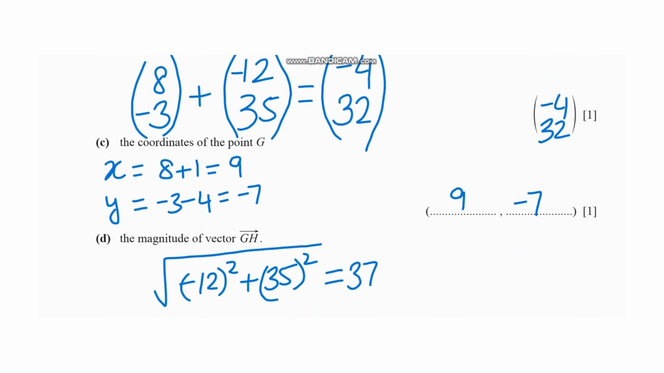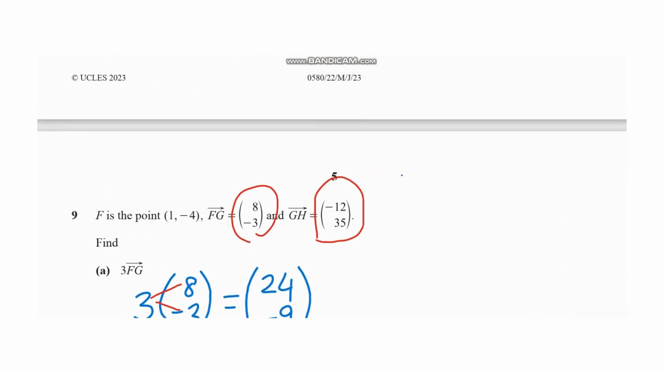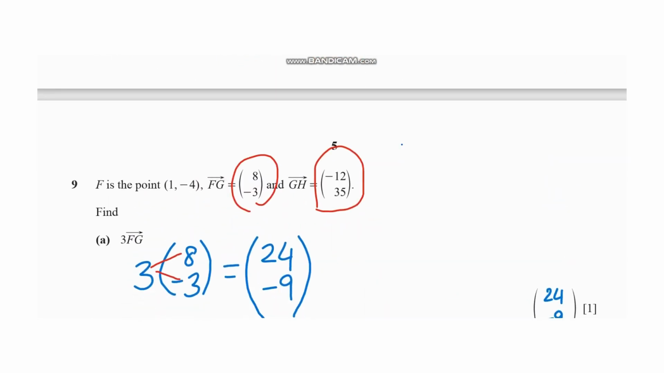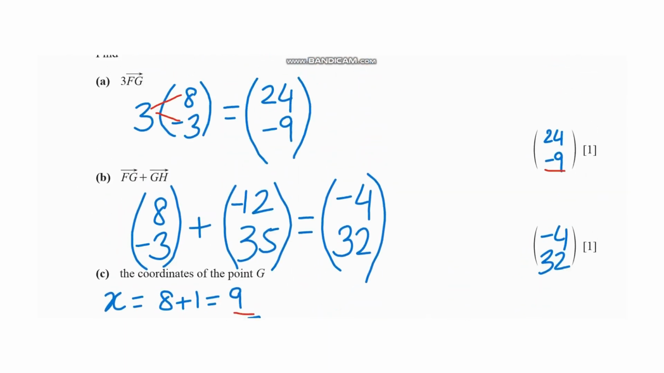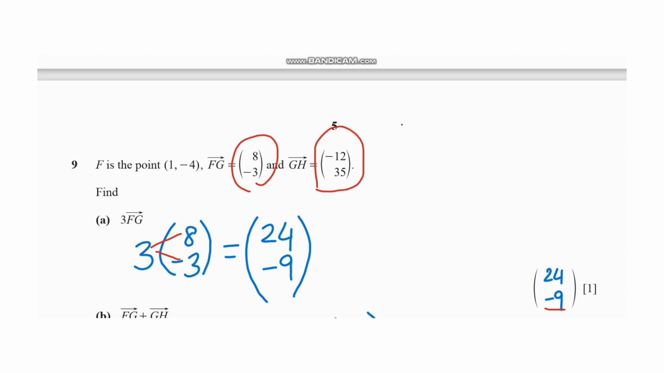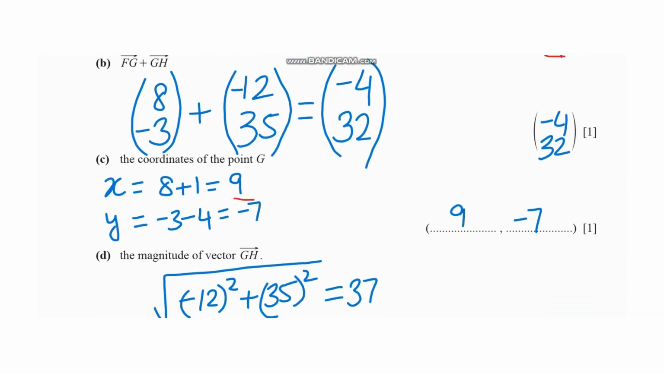Part C states the coordinates of point G. Over here we have from F to G is 8 over minus 3. So what we will do is add 8 to the x coordinate, which is 1. So 8 plus 1 is 9, and then we will add minus 3 to minus 4, that will be minus 7. So the x coordinate is 9 and the y coordinate is minus 7. So (9, -7) is the coordinates of the point G.